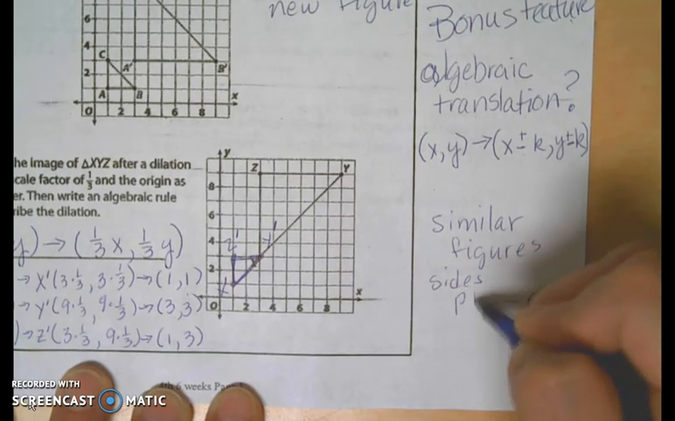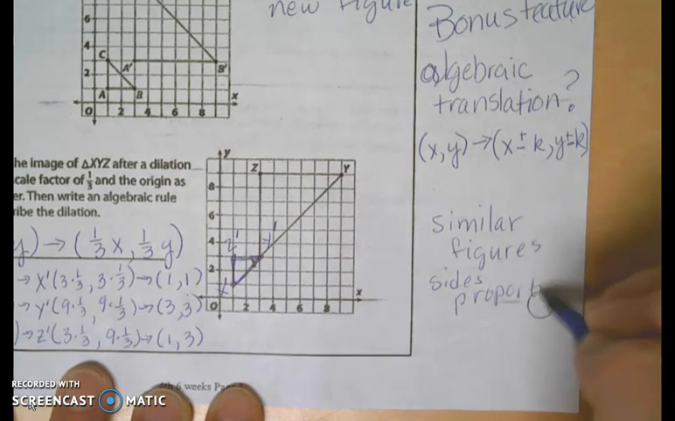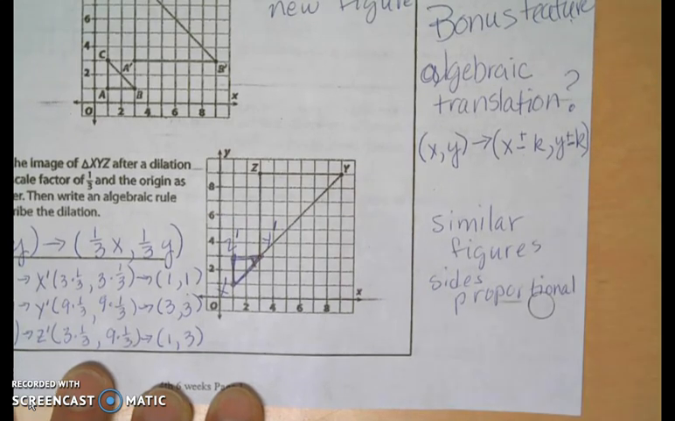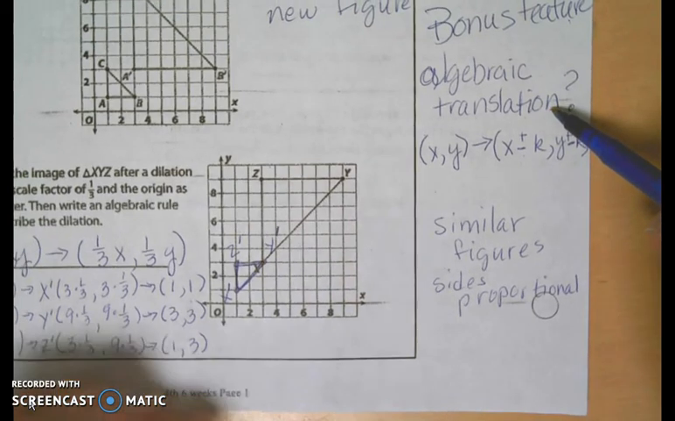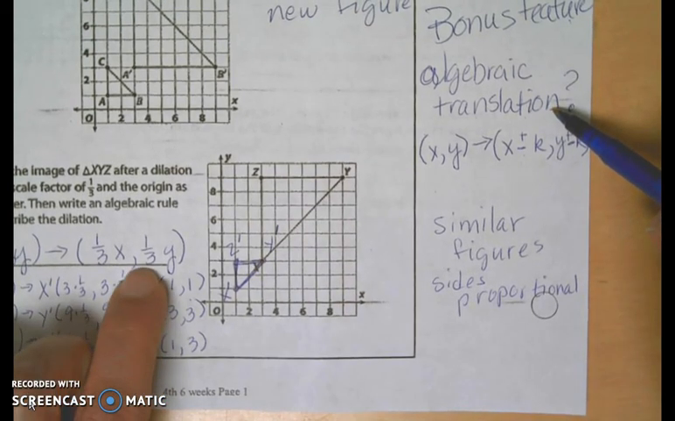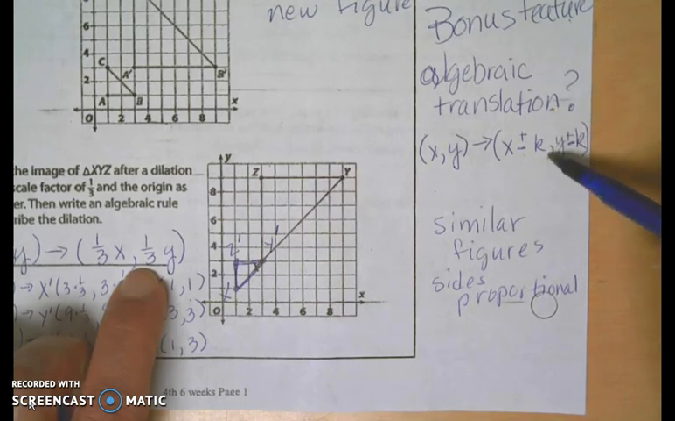Bonus feature, real quick. What's the difference between a translation and a dilation? Dilations change by multiplication and translations change by addition and subtractions.